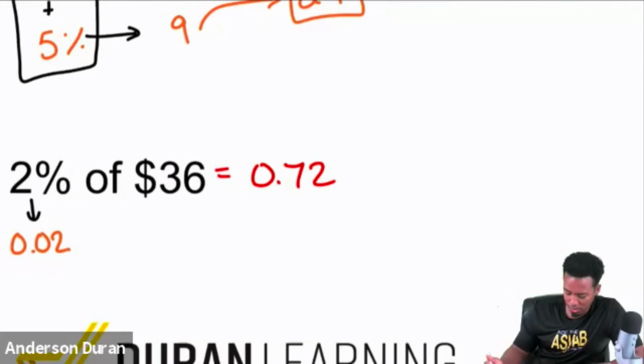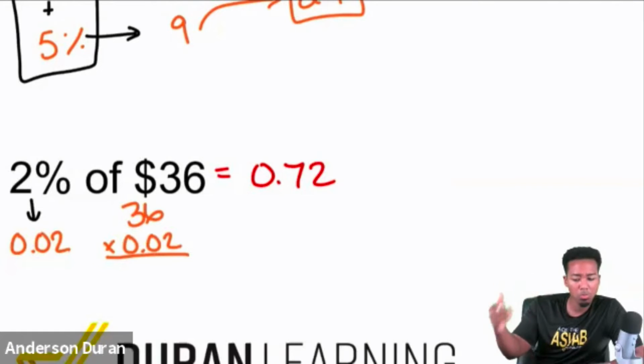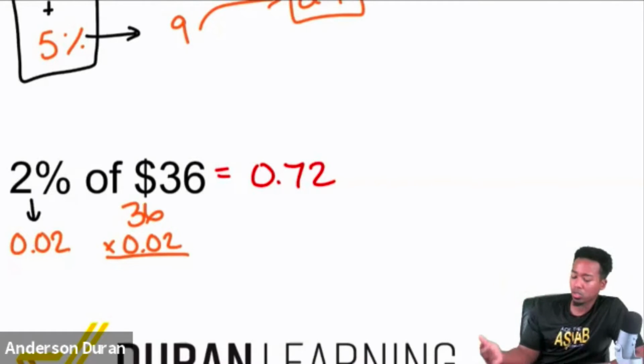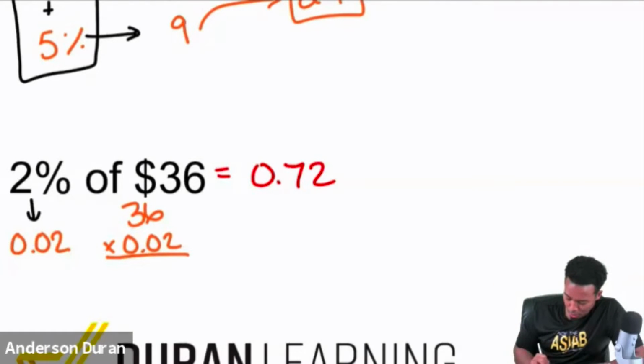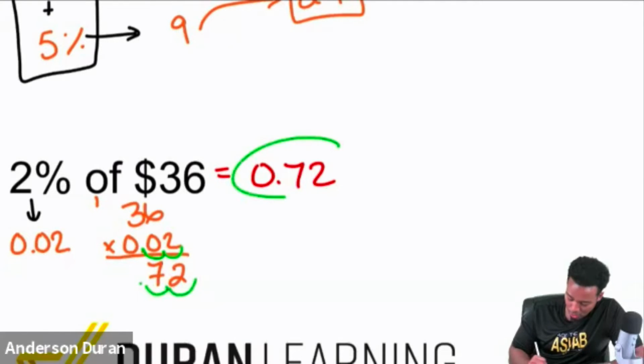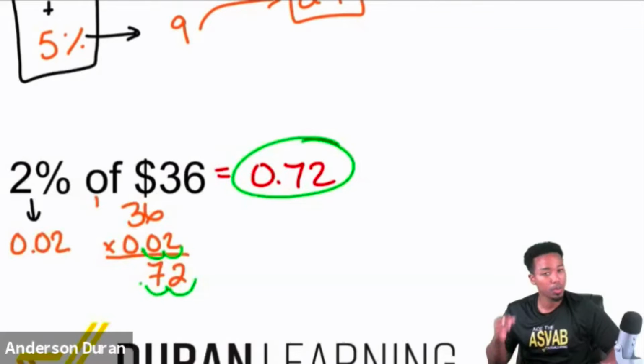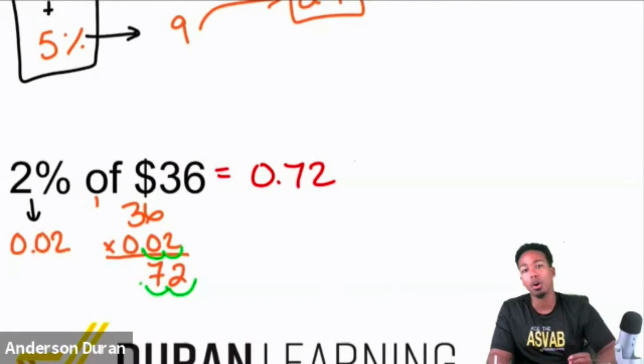What do we do next? We'll take the 36. We'll multiply it by 0.02. And we'll go ahead and move forward. So here, 6 multiplied by 2 gives me 12. 3 multiplied by 2 gives me 6. Bring that 1 back, we get 7. And since we did have that decimal moving 2 times over here, we will bring it back 2 times right there, 0.72. So we can still get that same answer going straight forward.